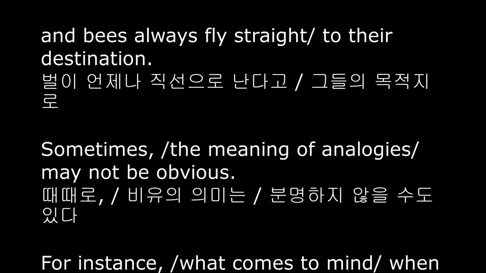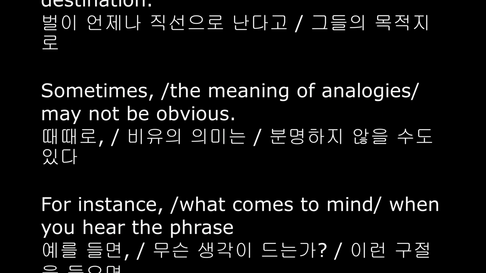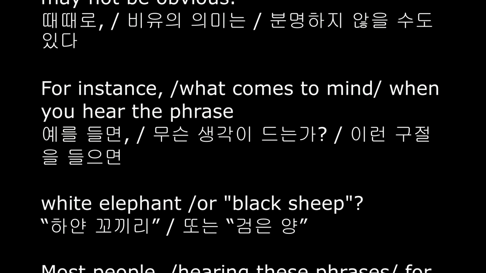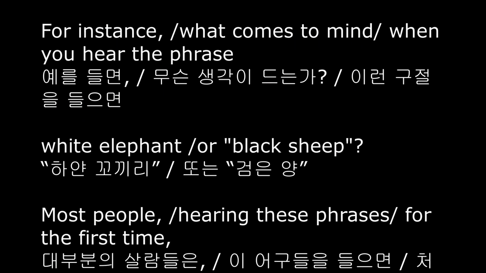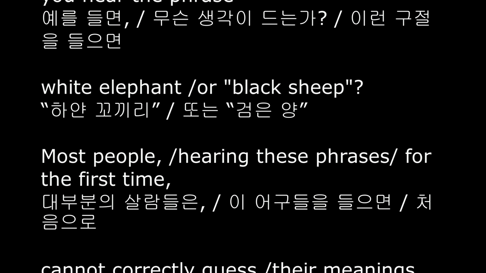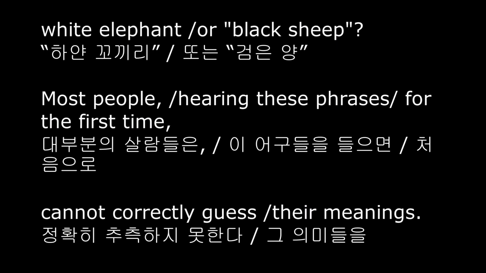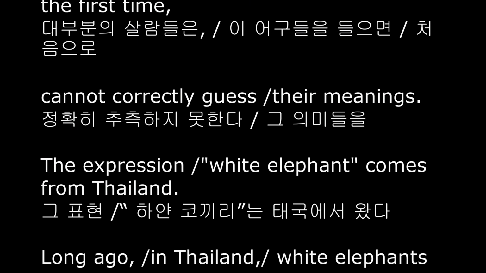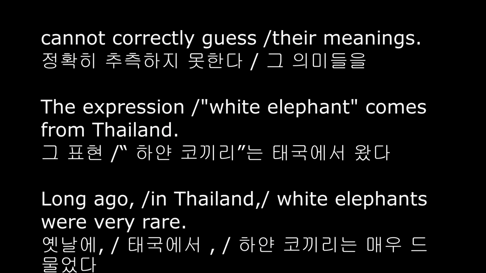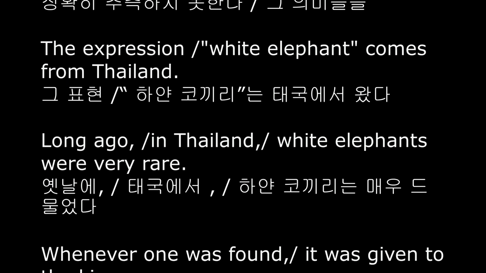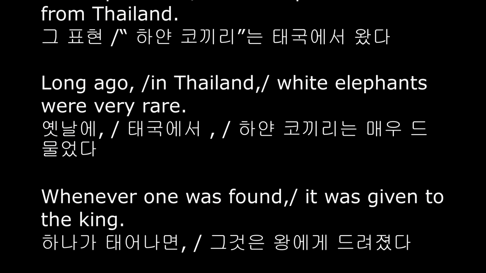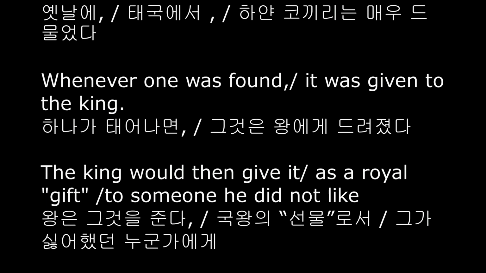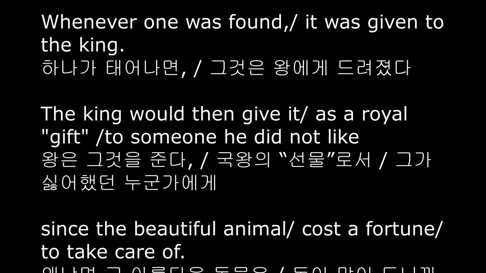For instance, what comes to mind when you hear the phrase white elephant or black sheep? Most people, hearing these phrases for the first time, cannot correctly guess their meanings. The expression white elephant comes from Thailand. Long ago, in Thailand, white elephants were very rare. Whenever one was found, it was given to the king. The king would then give it as a royal gift to someone he did not like, since the beautiful animal cost a fortune to take care of.